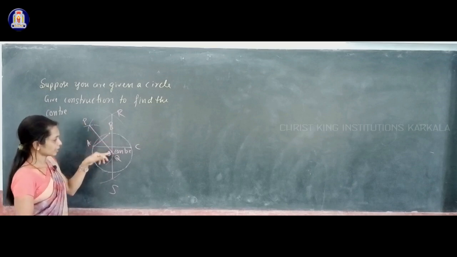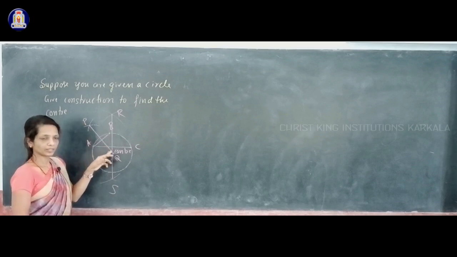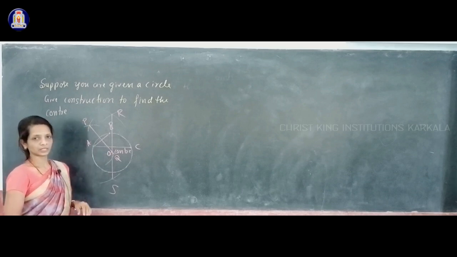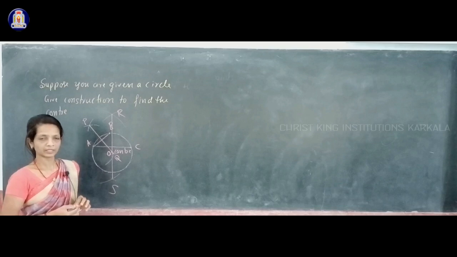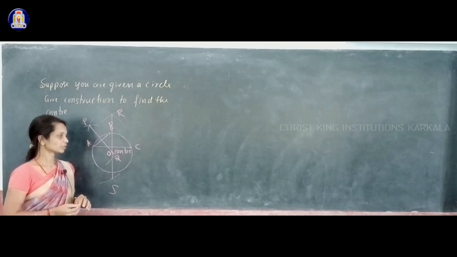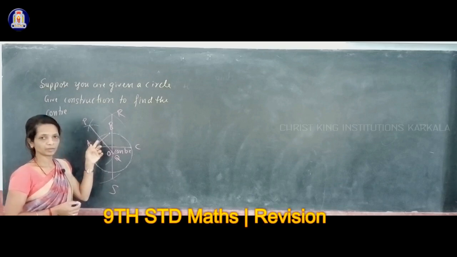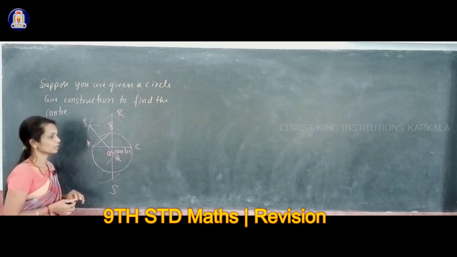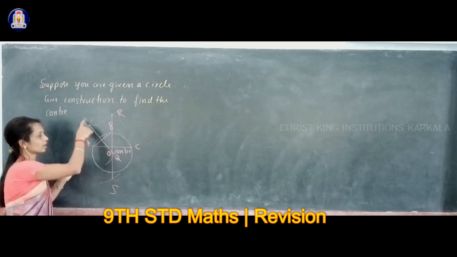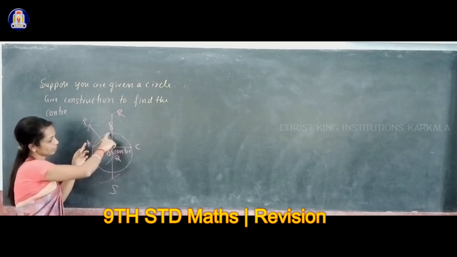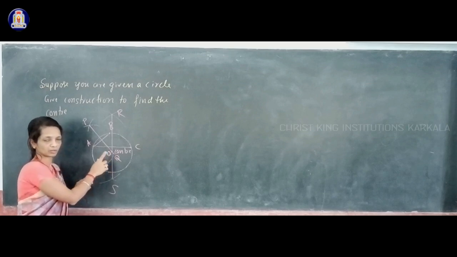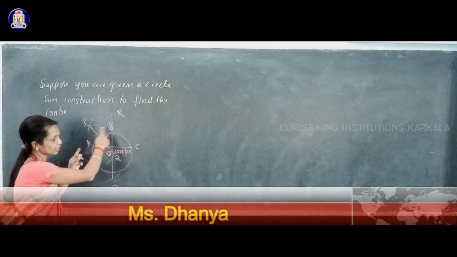Now these two perpendicular bisectors will meet at one point. That point will be the center for the given circle. And you have one theorem that there is only one circle passing through 3 non-collinear points. Why? Because the perpendicular bisectors of AB and AC will meet at only one point, so that will be the center for the circle.